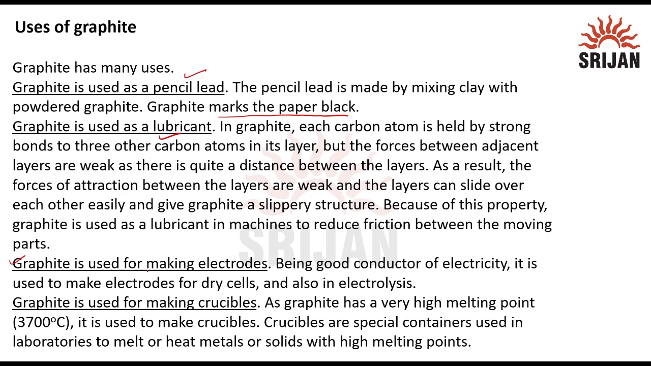Now, graphite is used for making electrodes. Graphite, being a good conductor of electricity, is used to make electrodes for dry cells and also for the electrolysis process. The last use is that graphite is used for making crucibles. Graphite has a very high melting point, around 3700 degrees Celsius, so it is used to make crucibles. Crucibles are special containers used in laboratories to melt or heat metals and solids with high melting points. So these are some uses of graphite.